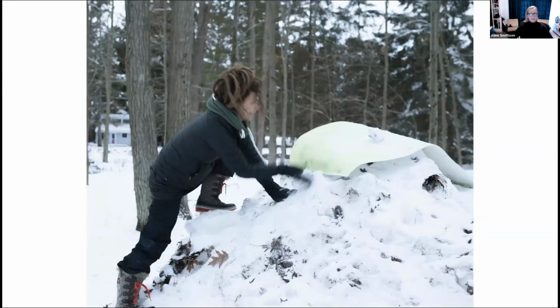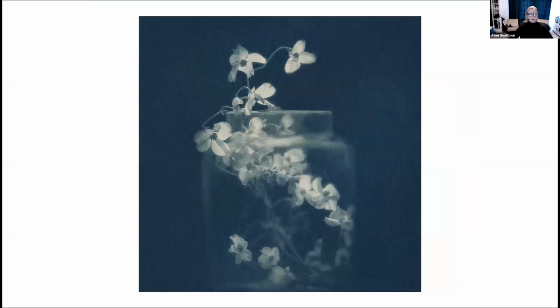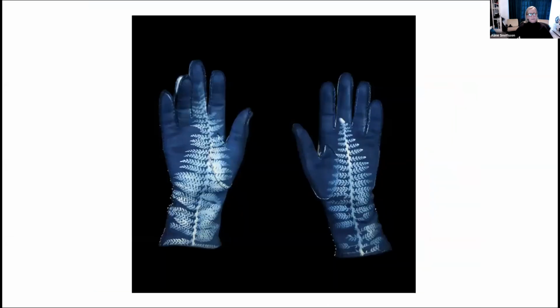Cyanotypes have become huge again, and the Center of Photographic Arts in Carmel just had this past year a wonderful cyanotype show with lots and lots of artists working in cyanotype. So I encourage you to consider that as part of your practice.